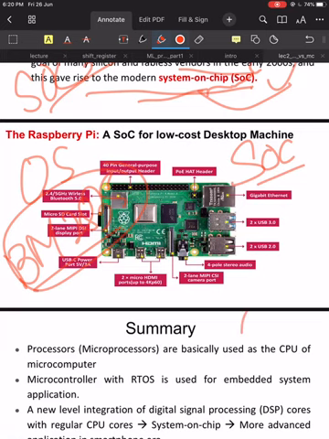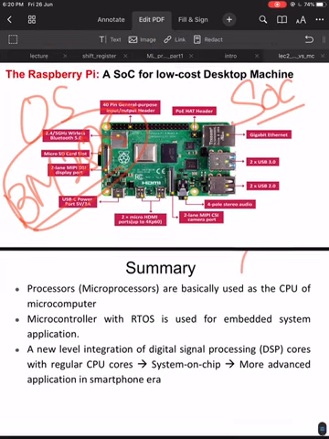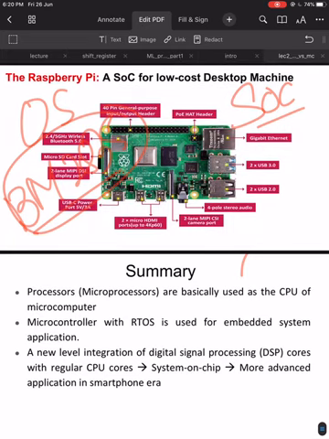Okay, so basically that is the discussion as a whole. In a nutshell, we can say that the microprocessor, basically the CPU of a microcomputer, and microcontroller with real-time operating system are basically used for different embedded system applications, and a new level of integration of digital signal processing cores with regular CPU cores has given rise to a new technology that is called the system on chip, which supports more advanced applications in this modern era where we are all using smartphones in our life.